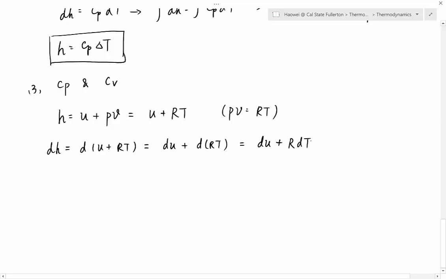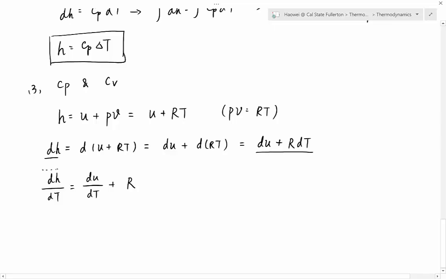Okay, so now what we're going to do is divide every term by dT. So the left-hand side becomes dh over dT, where T is temperature. And then the right-hand side becomes du over dT plus R. Divide every term by dT. So this is what I get.